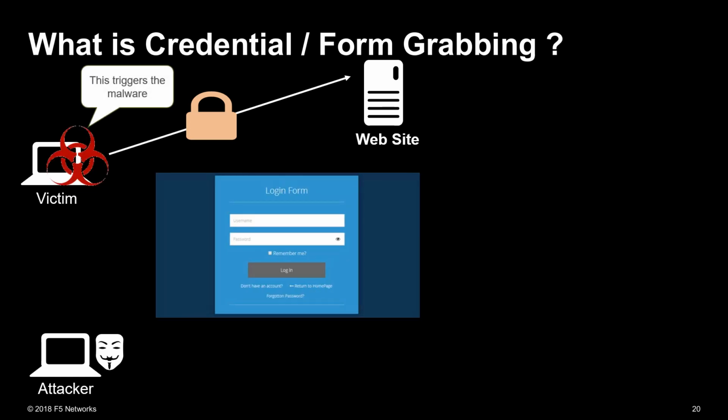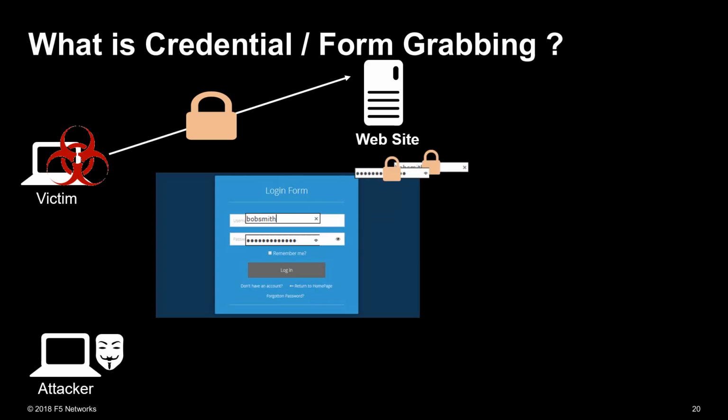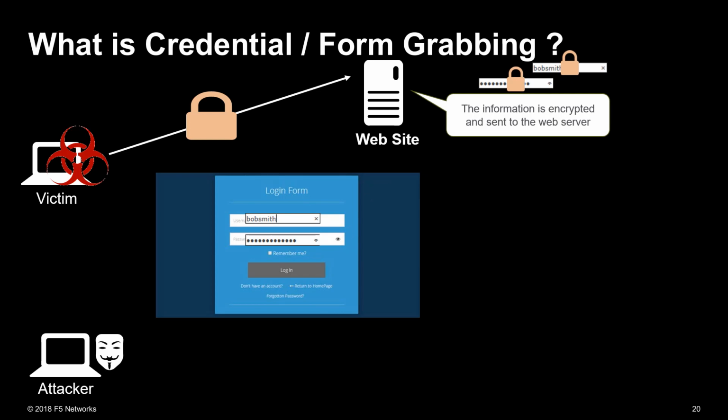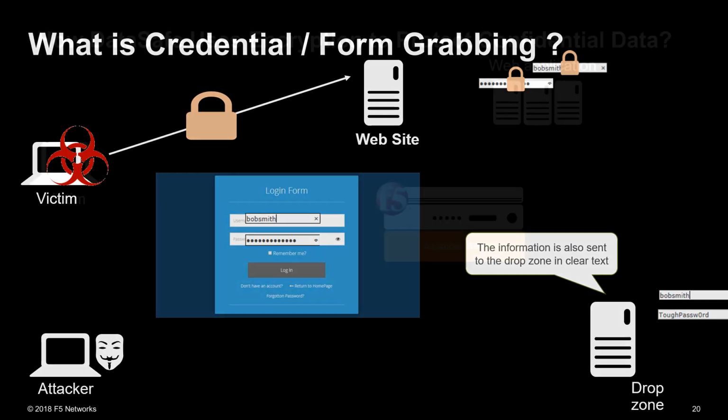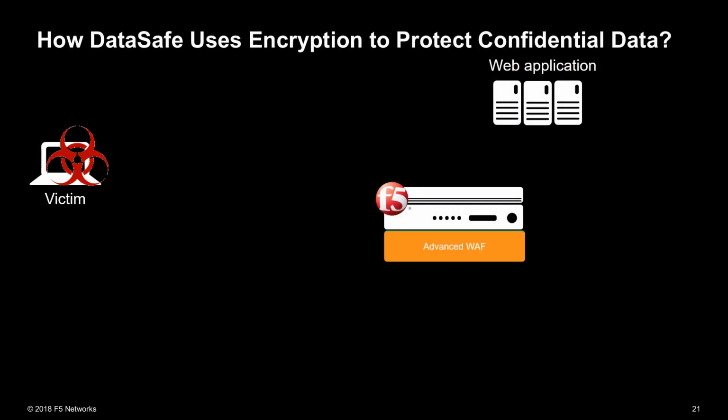So when this website comes back with a login form, the malware is triggered. And when the user enters their credentials into the login form, and this login form is sent to the website to log in and to get certain benefits from that application, these credentials will also be sent to a so-called drop zone, a drop zone where the attacker has access, and the attacker can then harvest this drop zone.